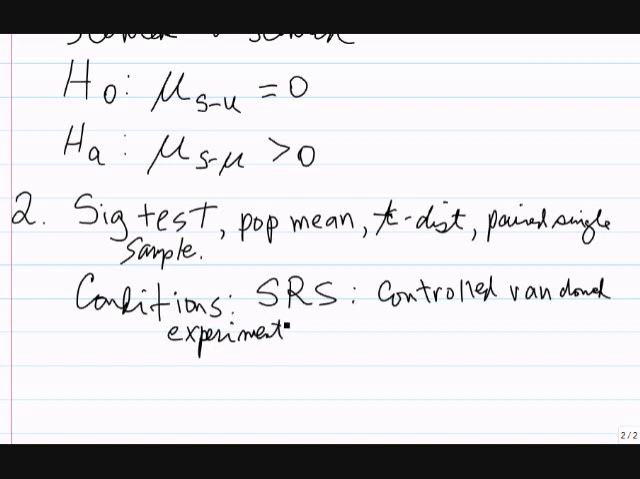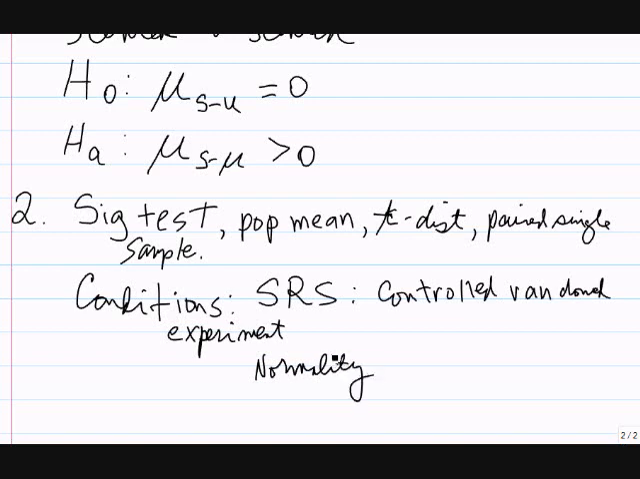Shouldn't you write SRS no, then? A controlled randomized experiment is as good as a simple random sample. So yeah, you could say no, we have a controlled randomized experiment, or you can just indicate we have a controlled randomized experiment rather than an SRS. That's fine. Is there a question? Okay. All right, normality.